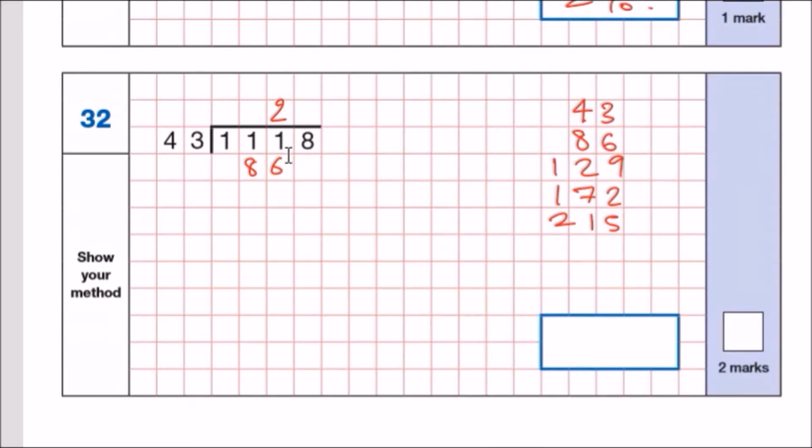Now let's subtract. So 1 take away 6 you can't do. So we borrow from here. So 11 take away 6 is 5. 0 take away 8 you can't do, so 10 take away 8 is 2. That's it. Now you drop the 8 and you got 258. I'm just going to go out on a limb here and say the next number after this is 258.